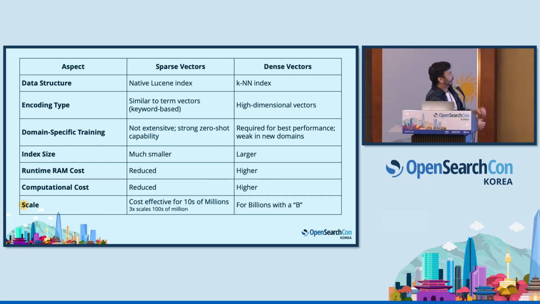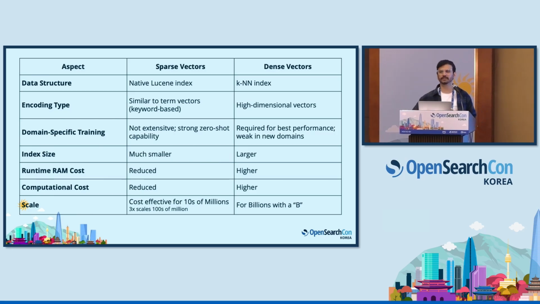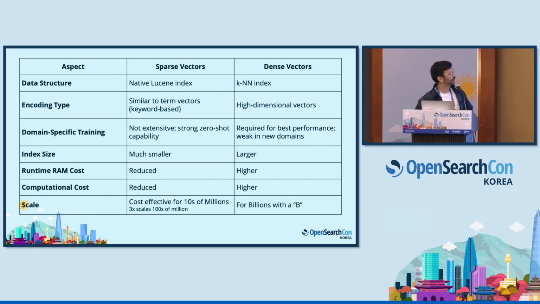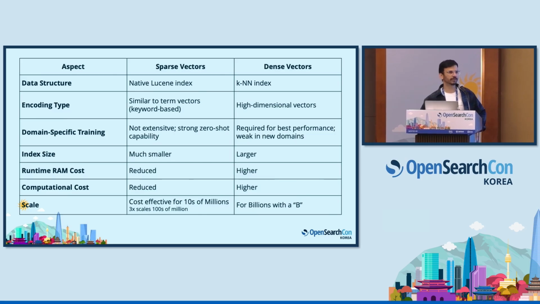It's also good at zero shot, which means if you're introducing sparse vectors to a newer domain, it's probably going to perform much better than introducing a dense vector model to a domain that it does not understand. And when it comes to fine-tuning the model, it's not too extensive compared to dense vector fine-tuning.